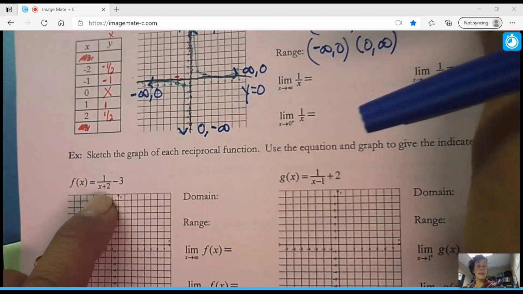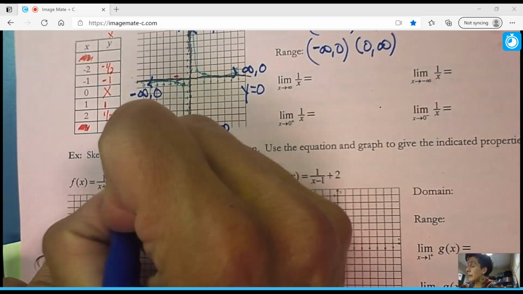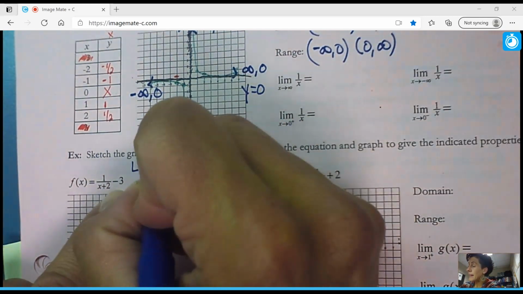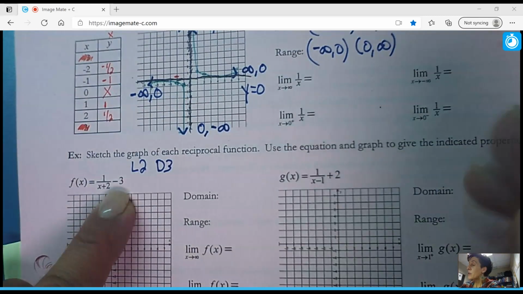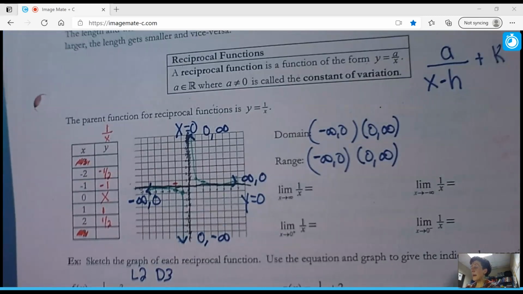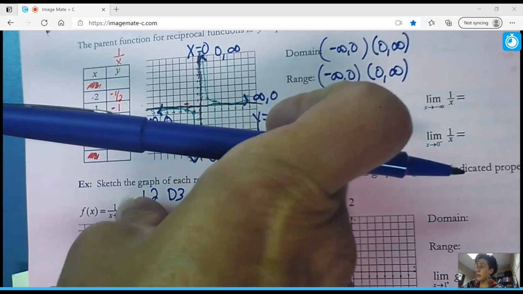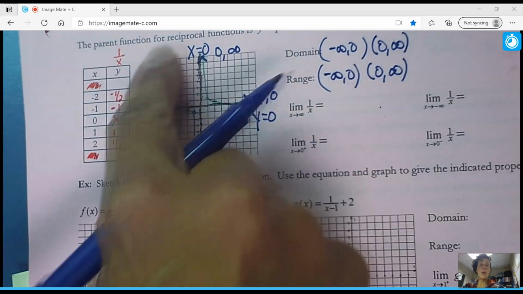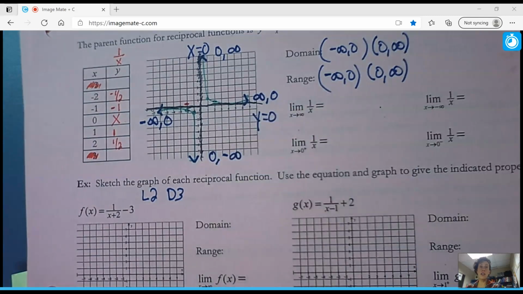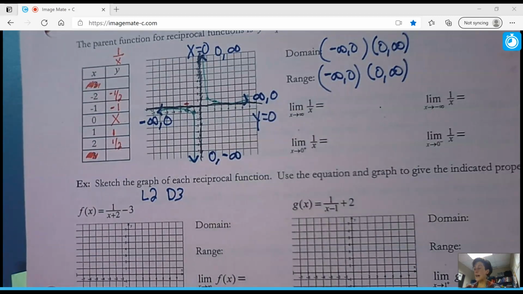So right now, just looking at this one, this is my h. I will be moving left 2 and down 3. So what's going to happen is the parent function that we're going to graph is still the 1 over x. The additional numbers are here. So what's going to happen is this whole graph, everything is going to shift left 2 and down 3.